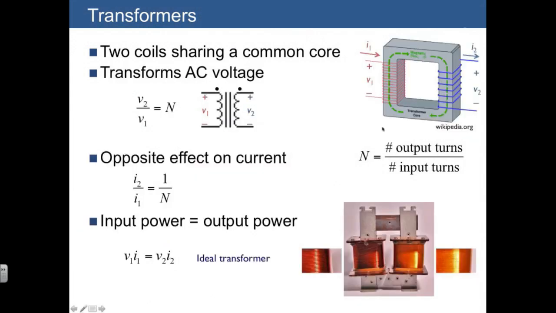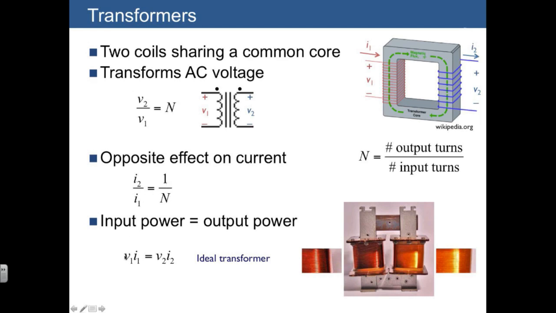Here we've redrawn the transformer, and we're going to provide the equations for transformation. The first one is that you have two sinusoidally varying voltages with amplitudes that we're going to call V1 and V2. The ratio between V2 and V1 is given by N, which you recall is the ratio of the secondary windings to the number of primary windings. The effect on current is actually the opposite. So looking at the current coming out and the current going in, the ratio between the current going out and the current going in is actually 1 over N.